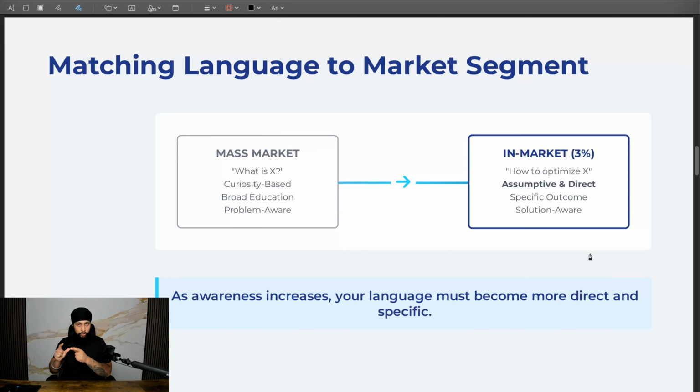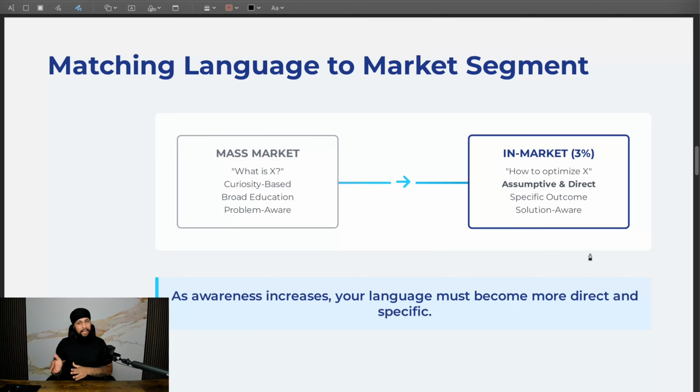The higher awareness you're going for, meaning the smaller market segment that you're going for, meaning the higher ROI or the ROAS that you want, the highest return on investment for you, especially when you're starting off, the more specific and more direct your language needs to become. So mass marketing, that type of language is stuff like, what is lead generation? Okay, it's based out of curiosity. It's very broad education, and we are going after the product problem aware and honestly more of the unaware awareness levels of prospects.